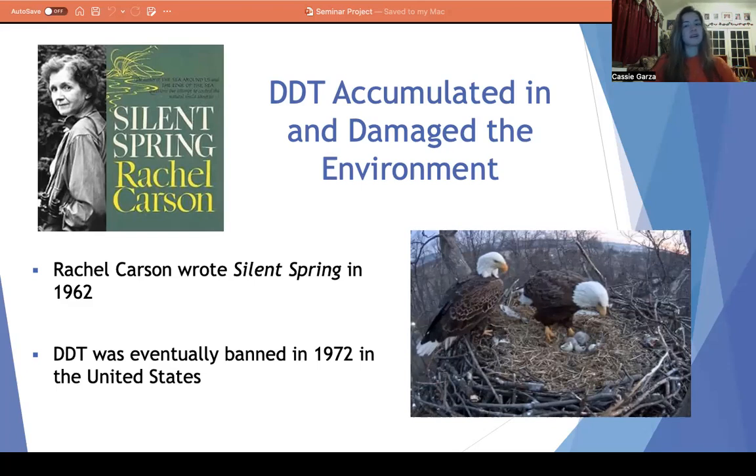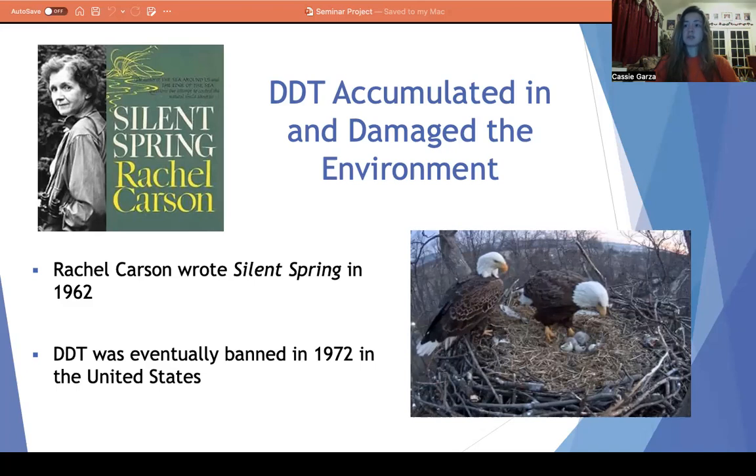The book was actually very controversial because, like I said, it was doing great things around the world, like eradicating malaria, which was unheard of at the time. So she got a lot of hate for that, but she was indeed right. It was actually having some really profound effects on the environment. So DDT was eventually banned in 1972 in the United States in an effort for environmental protection.